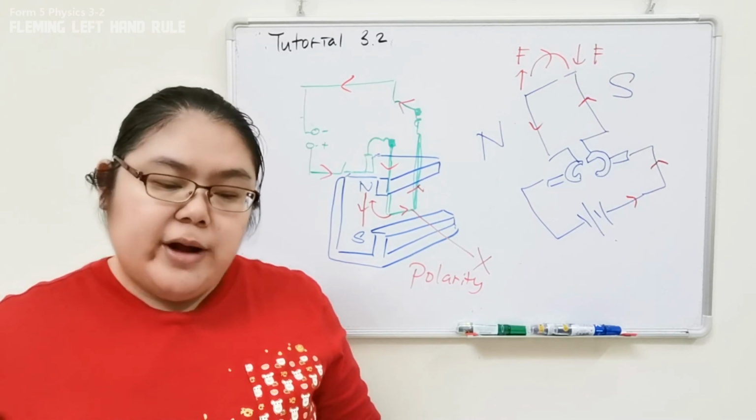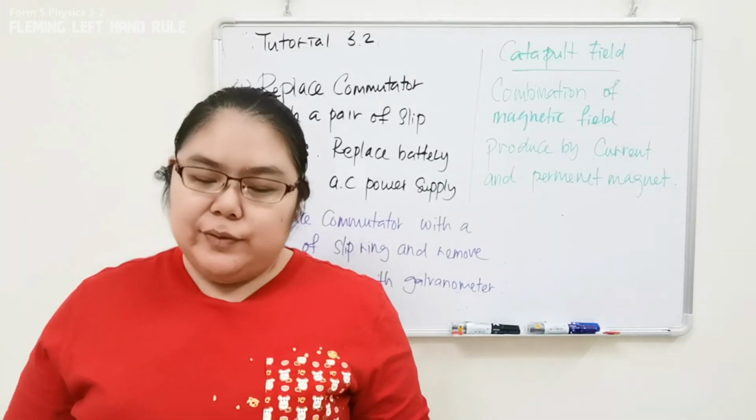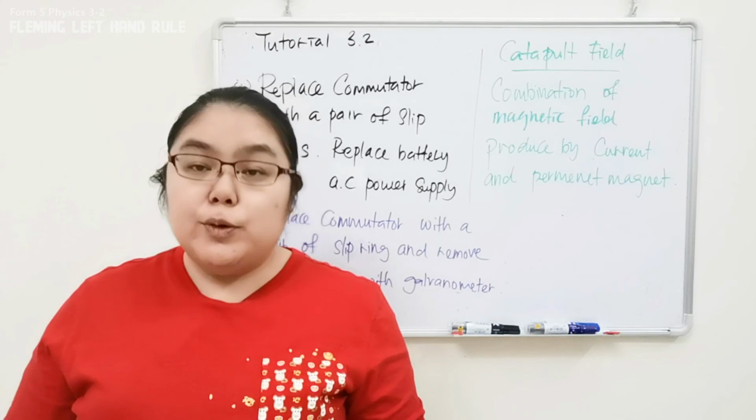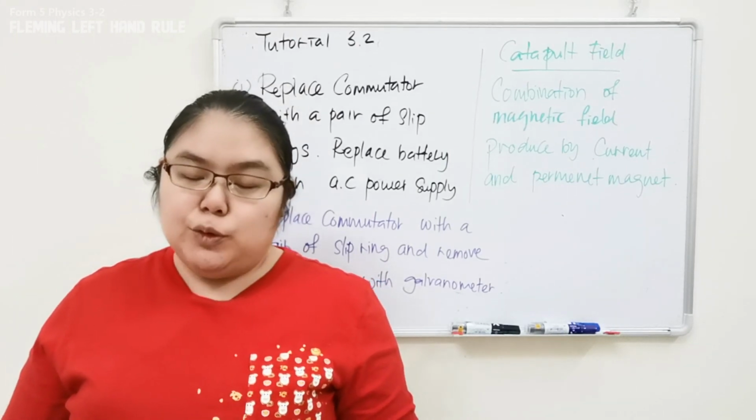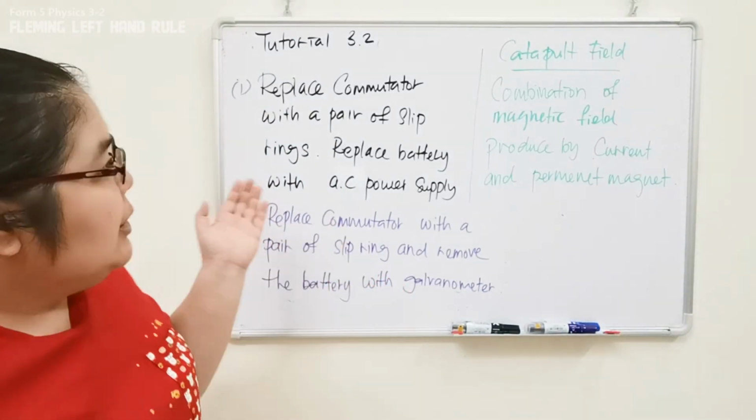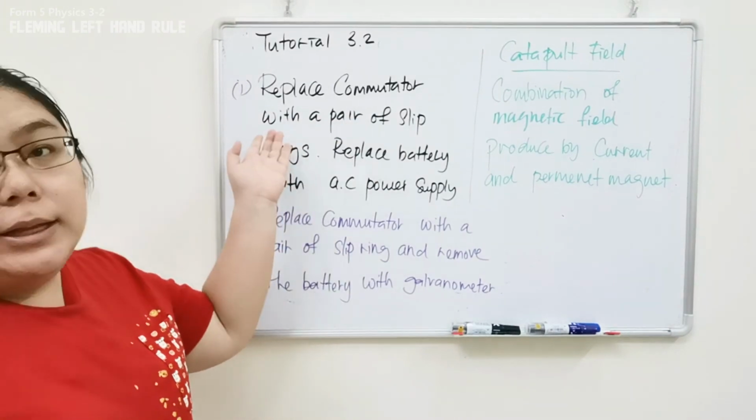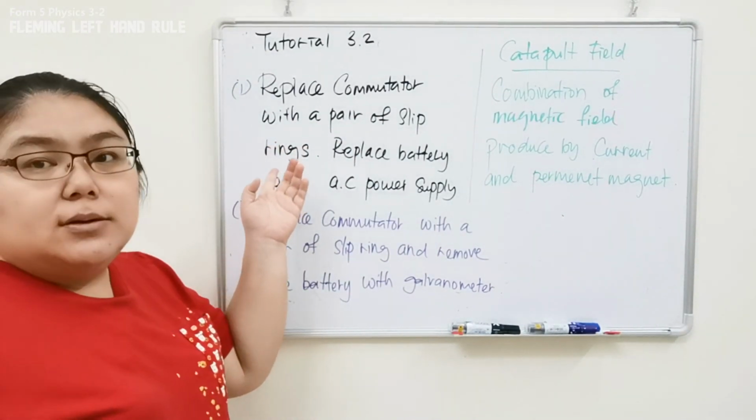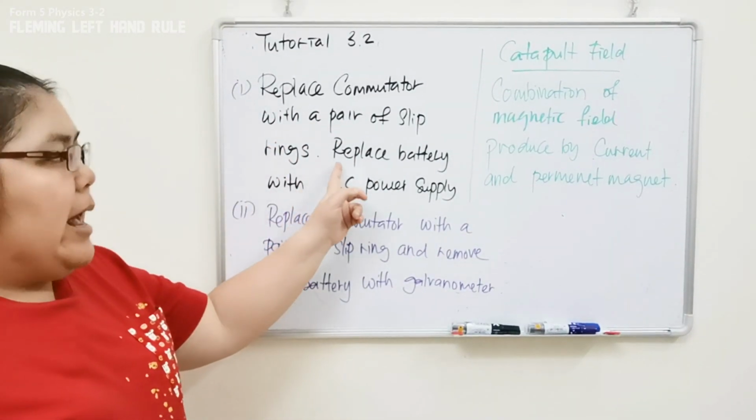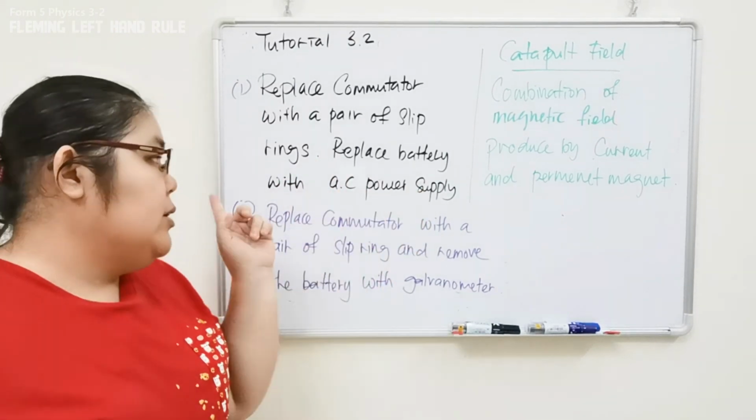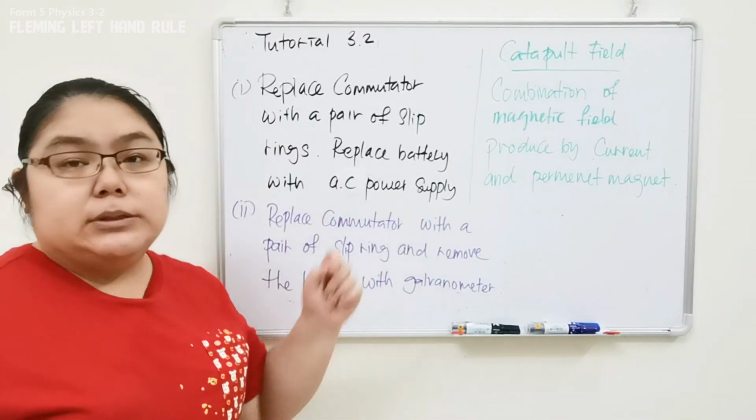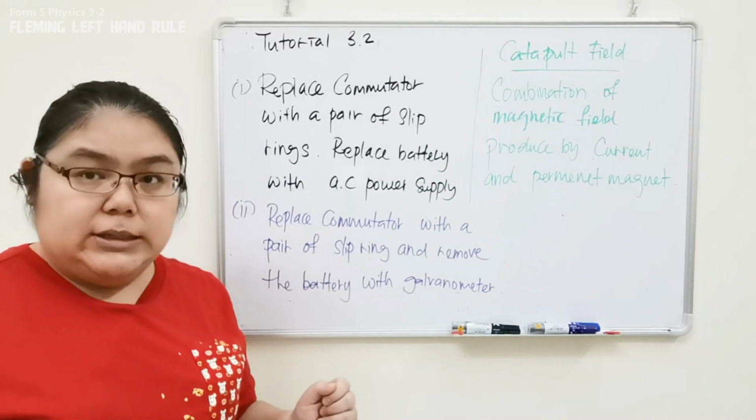Okay, so I will write the answer here. Students, we're going to see the answer for the modification to become the AC motor and AC dynamo. Okay, first one is replace the commutator with slip rings, one pair of slip rings. And also you need to replace the battery with the alternating current power supply. So that's why it becomes the AC motor.